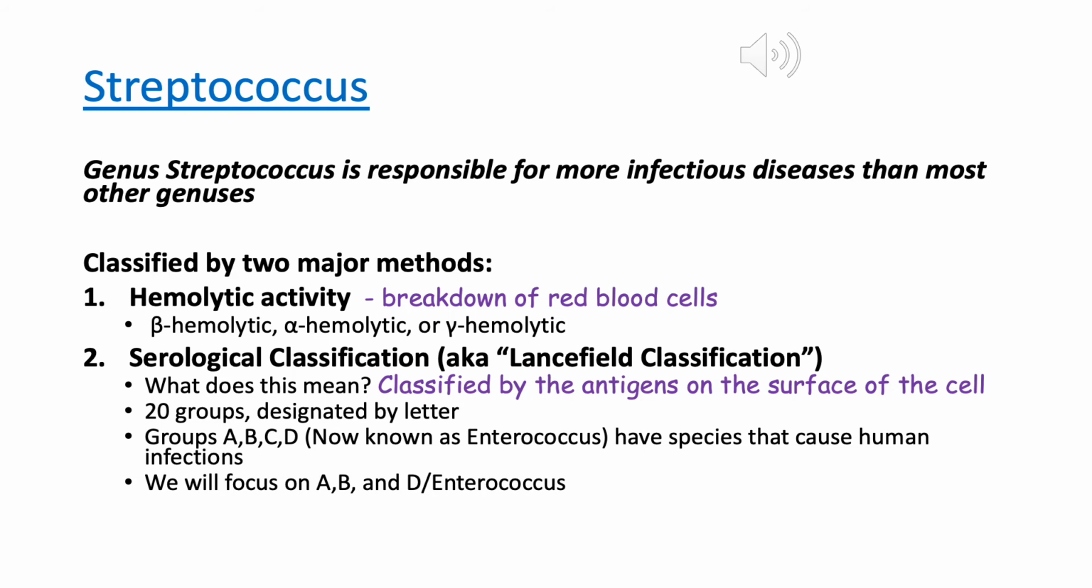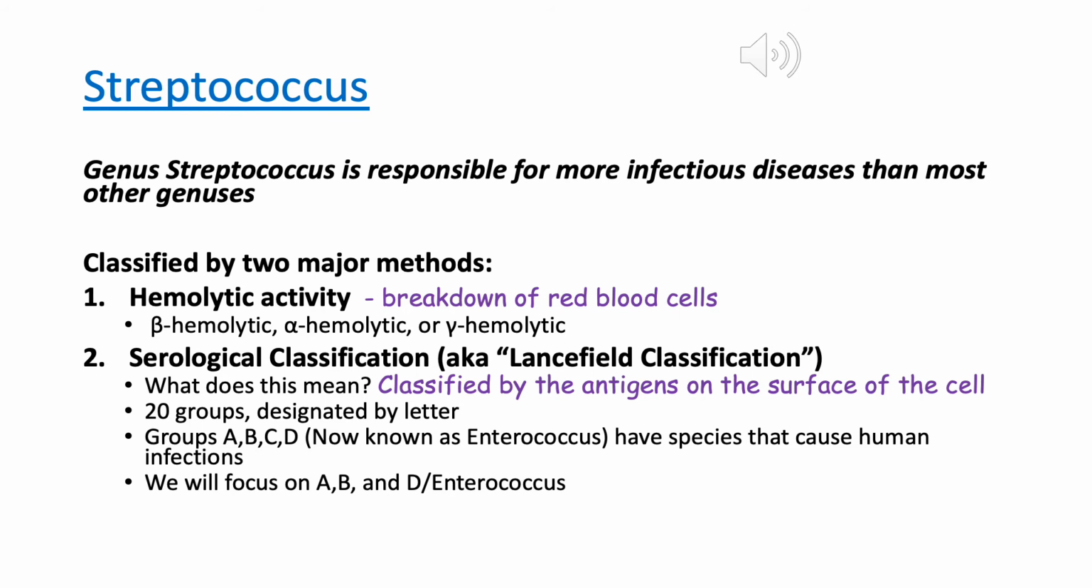And remember that there were three types: beta hemolytic, and remember beta is bad because beta causes complete destruction of the red blood cells. So that makes it the most pathogenic. Alpha hemolytic is the partial breakdown of red blood cells, still bad, but not as bad as beta. And then gamma hemolytic is no breakdown of blood cells, no change.